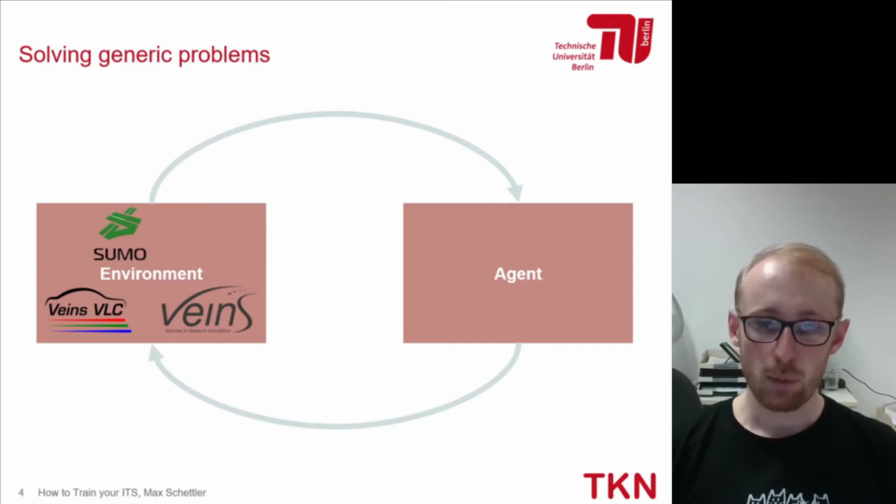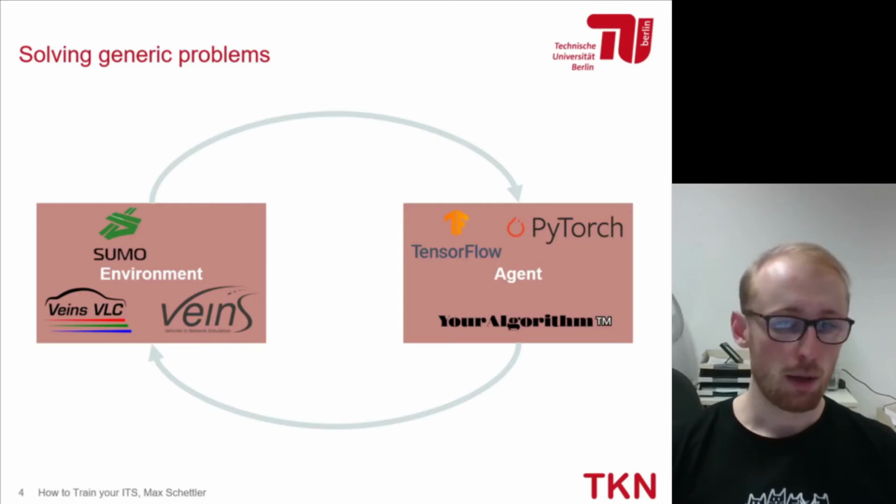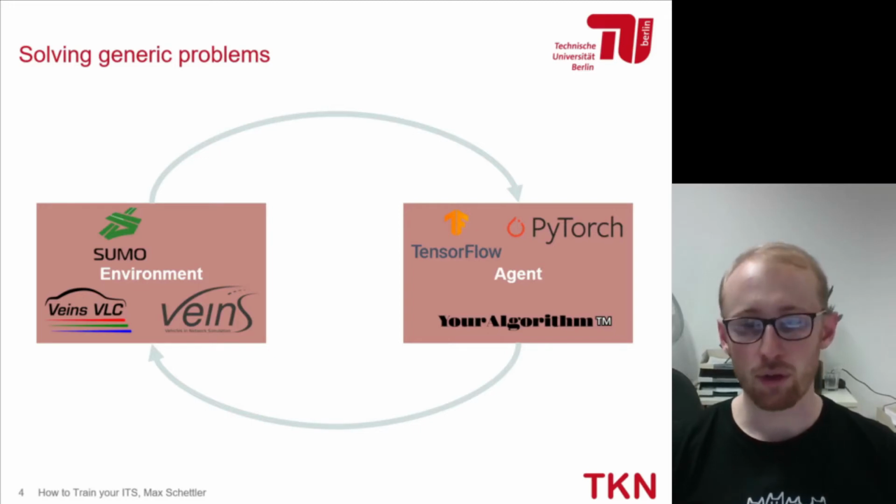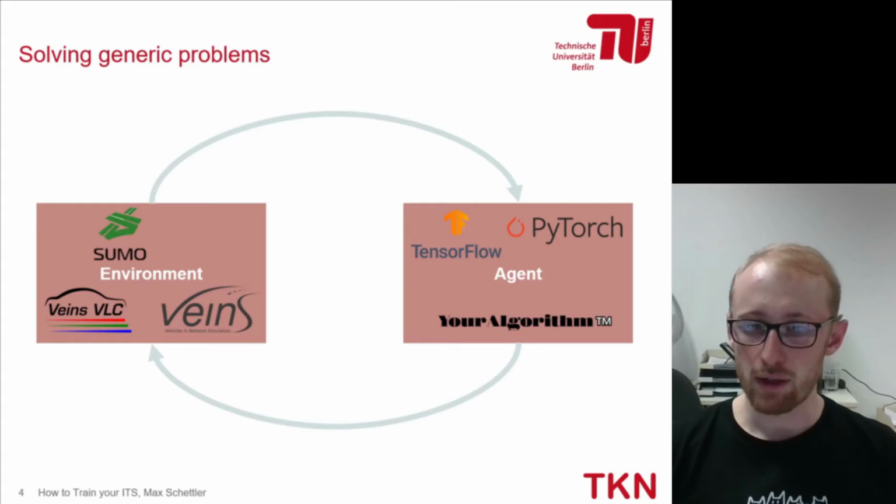On the agent side, we use tools that we are not so familiar with. We use TensorFlow, but you could also use PyTorch. These are the two large machine learning frameworks that are commonly used. You could also start looking into using algorithms from the literature that you find interesting, or optimization problem solvers.